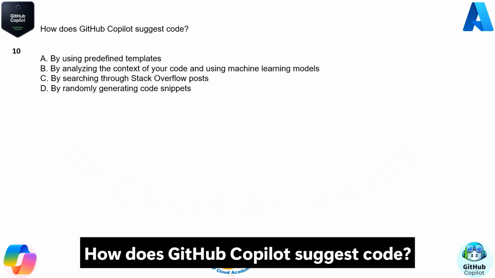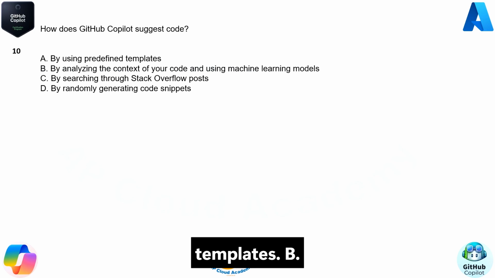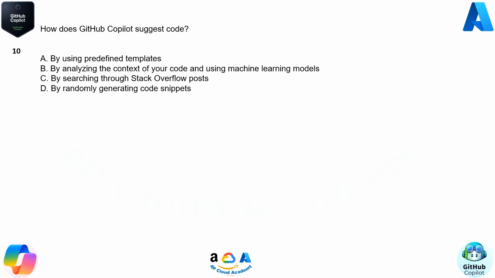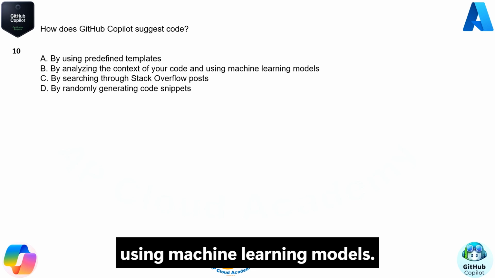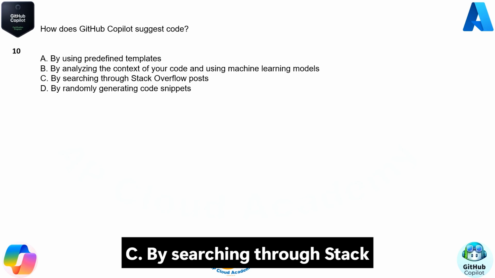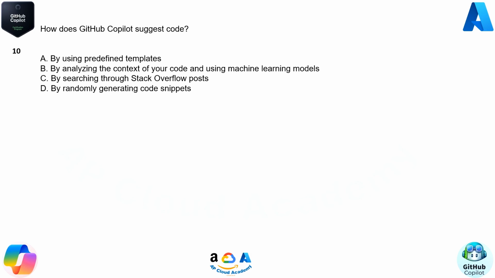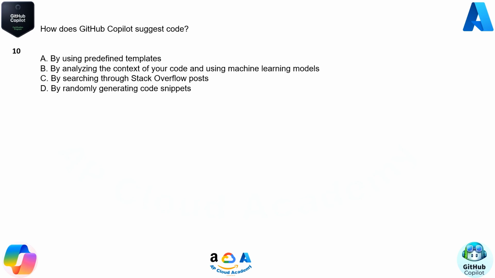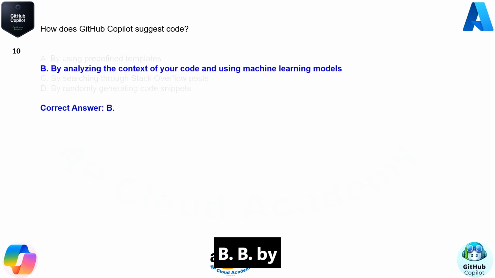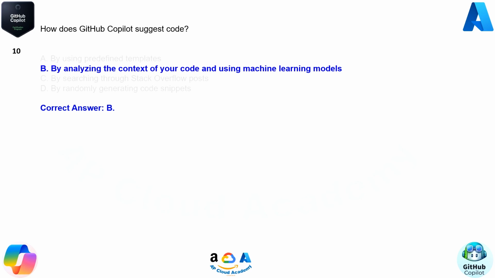How does GitHub Copilot suggest code? A. By using predefined templates. B. By analyzing the context of your code and using machine learning models. C. By searching through Stack Overflow posts. D. By randomly generating code snippets. Correct answer, B. By analyzing the context of your code and using machine learning models.